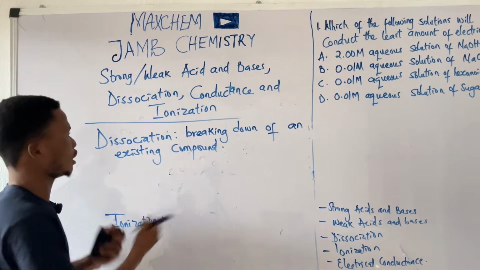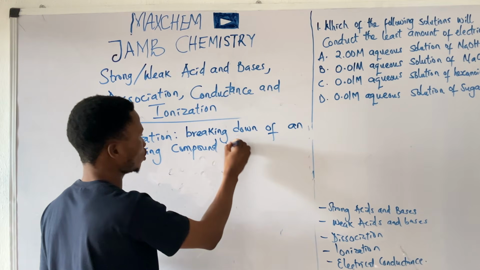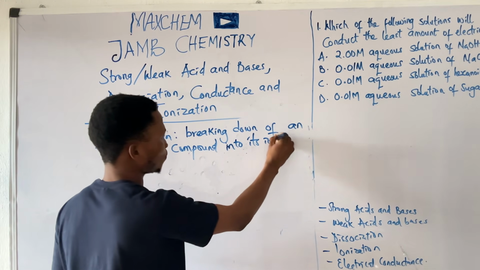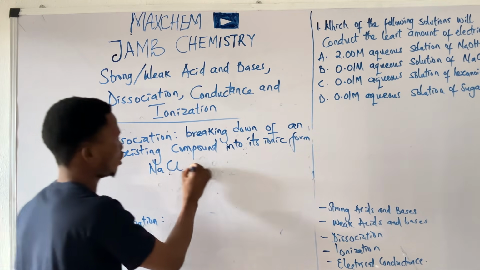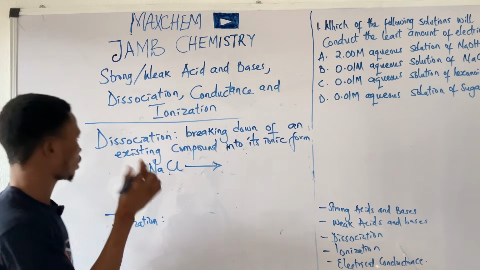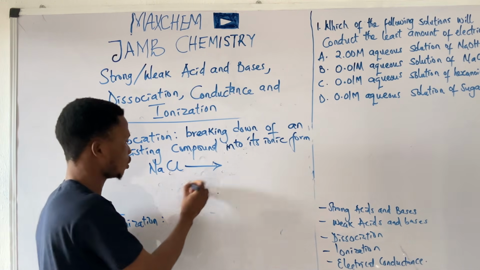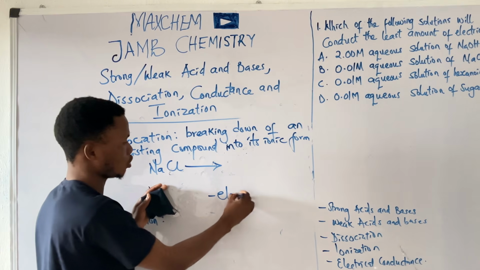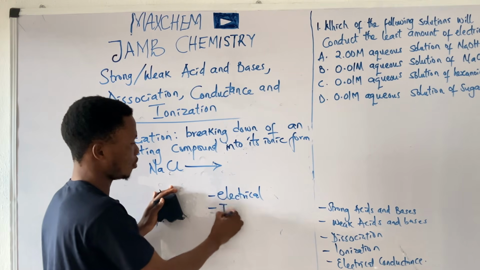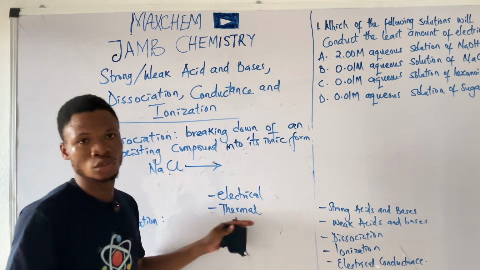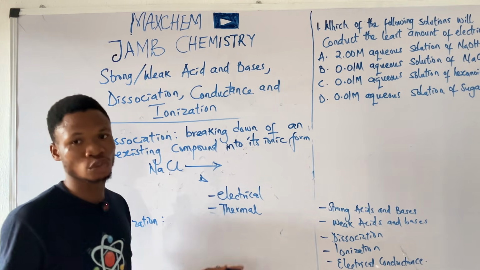All right, so I said dissociation is the breaking down of an existing compound into its ionic form. For example, you can have a compound like sodium chloride. If it dissociates, it can go through electrolysis, that is electrical dissociation, or thermal dissociation. We have different types. We have electrical dissociation, which is also known as electrolysis. We have thermal dissociation. This one is due to the application of heat. So when we apply heat to a compound, it will break down into its ionic form.